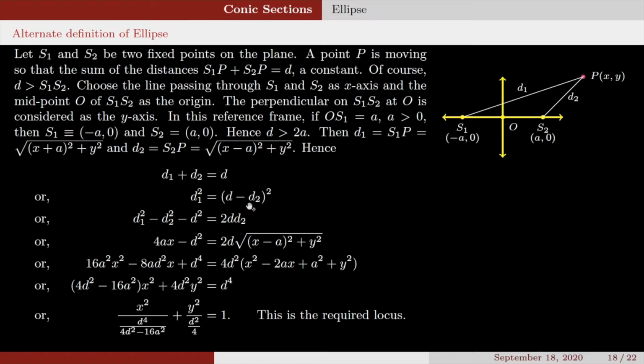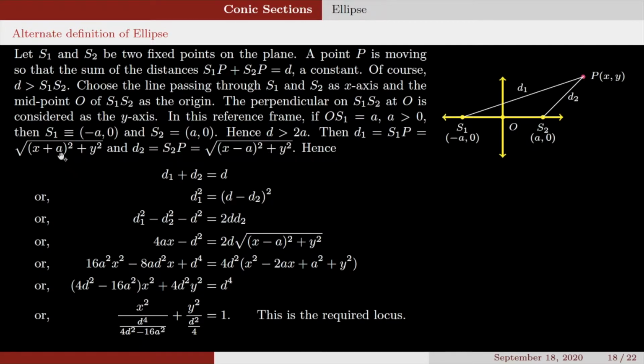D1 squared is already there. D2 squared I have taken to this side, and D squared I have also taken to this side. Over here, the only thing left is 2D D2. This should be minus 2D D2, this should be minus here. Typing mistake. Now D1 squared minus D2 squared.